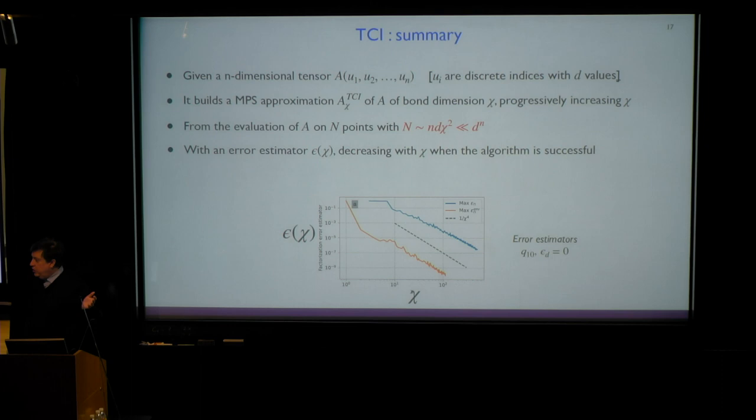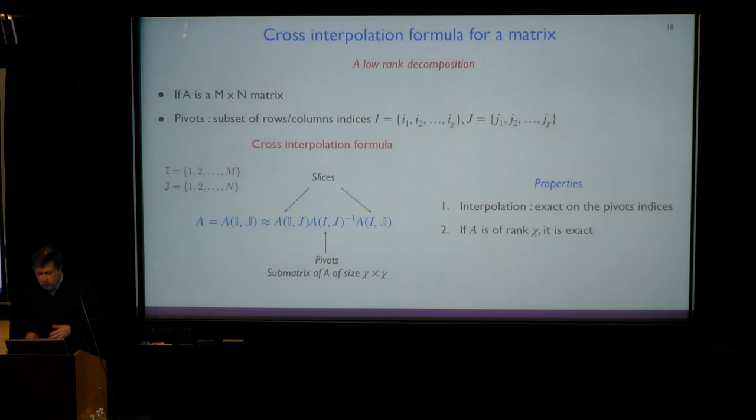And it will do that with an error estimator, epsilon of chi, which I can plot. Here, there are two of them. We'll show a bit later what. As a function of chi, I can see when the algorithm progresses that my error decreases. Here, like 1 over chi to the 4. So I have an error estimate of my problem. So again, that's been shown before.